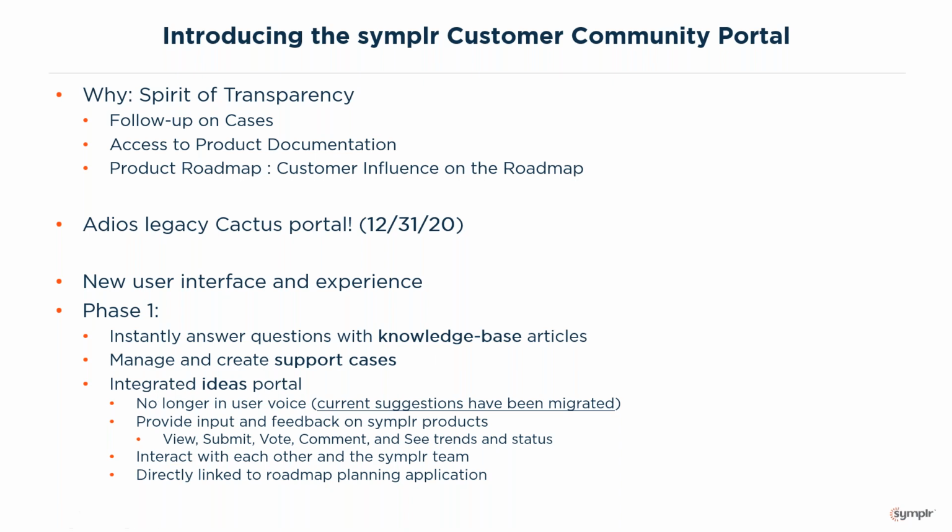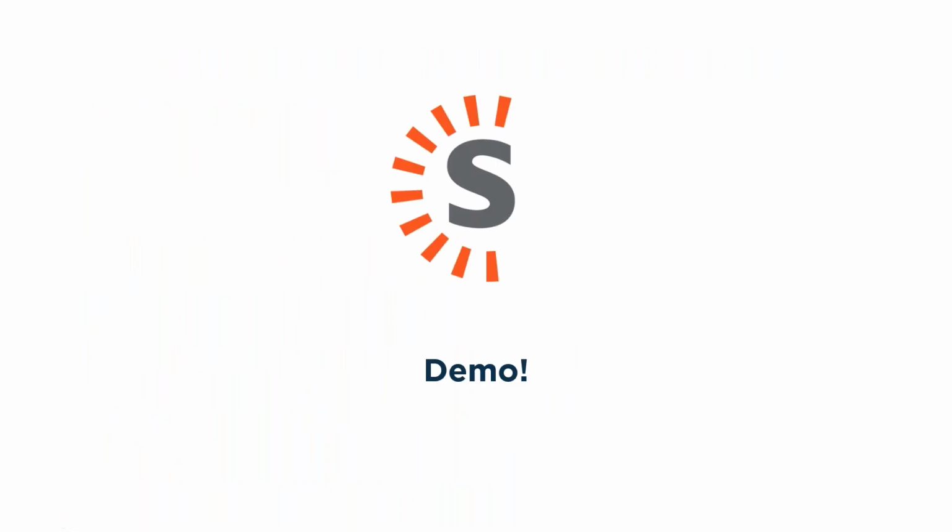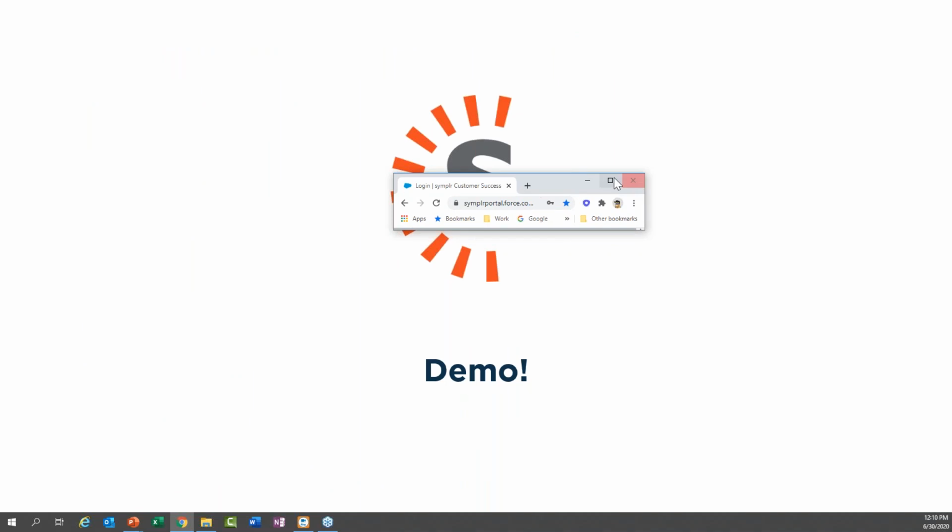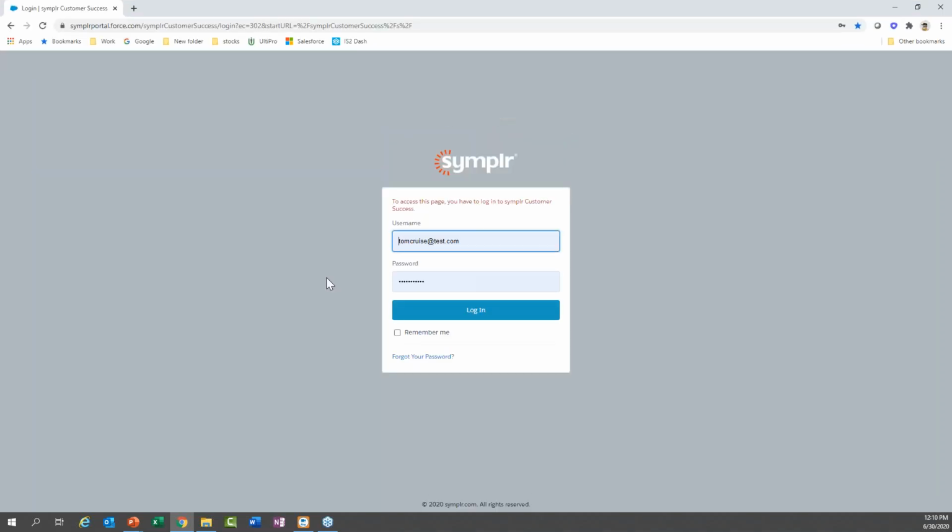With that, I'm going to go into the demo side of things so we can take a look at what that's going to look like. I'm going to move this over. You can see that I'm using Google Chrome. You can use any web browser to access the customer portal. I'm logging in as Tom Cruise, so I have a username and a password.